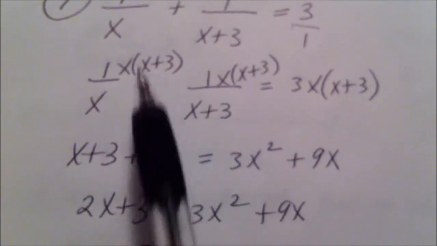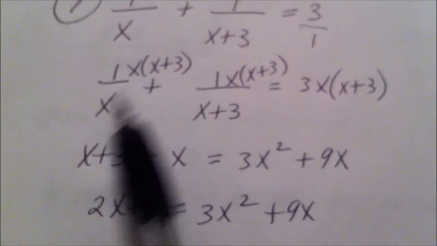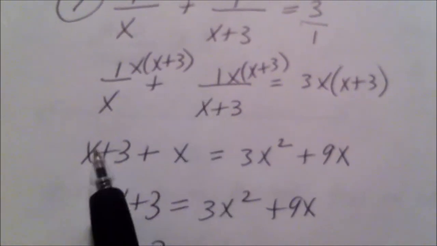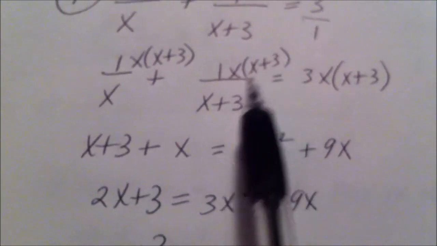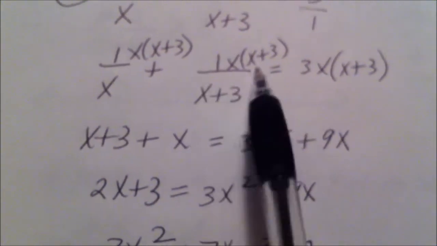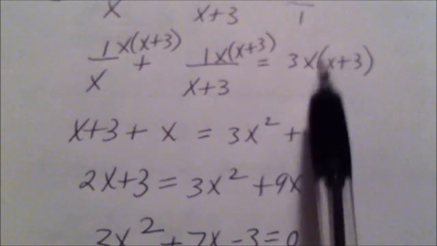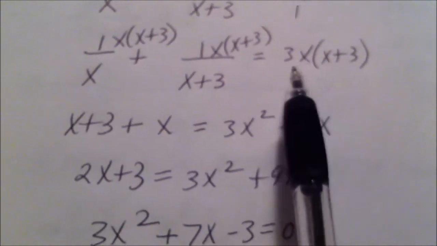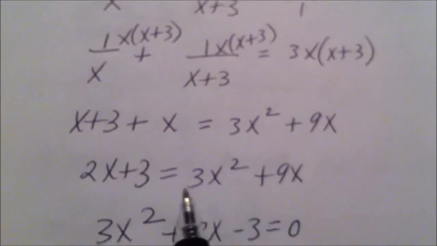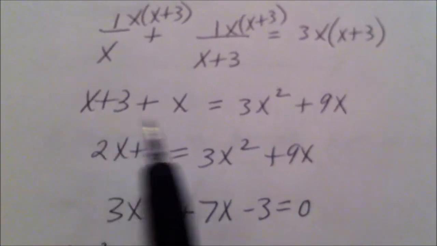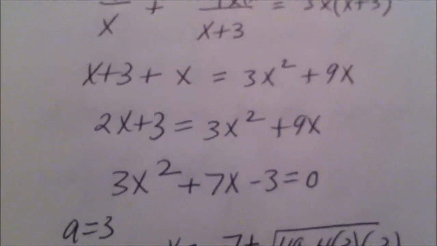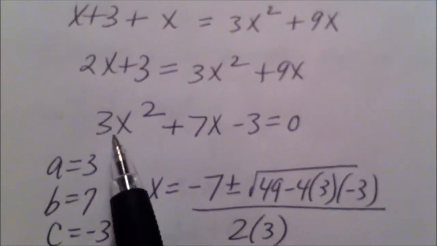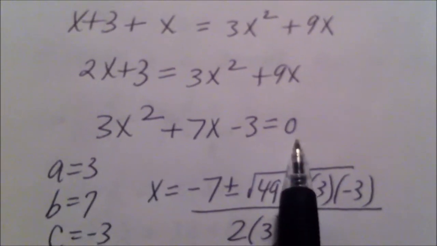You're keeping it balanced. So the x simplify to 1, you're left with just the x plus 3. The x plus 3 simplify to 1, you're left with just an x. Nothing simplifies here, so you distribute it to get your 3x squared plus 9x. This is a quadratic, so after I combine like terms, I'm going to set it equal to 0. And it would be nice if I could divide everything by that 3, but it's not happening.